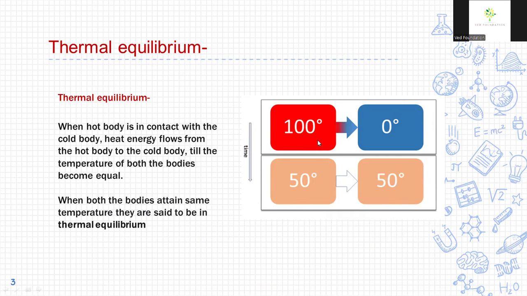the first body has a temperature of 100 degrees and the second body has a temperature of 0 degrees. When the two bodies are kept in contact, heat flows from the body at higher temperature to the body at lower temperature till the temperature of both the bodies becomes equal. Here, both bodies are in thermal equilibrium.